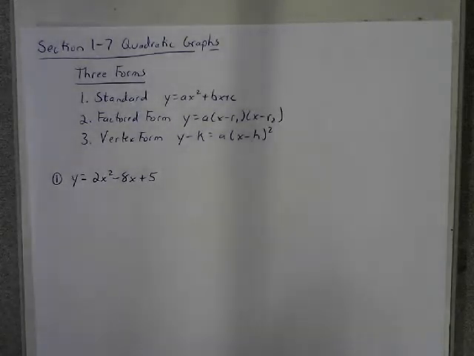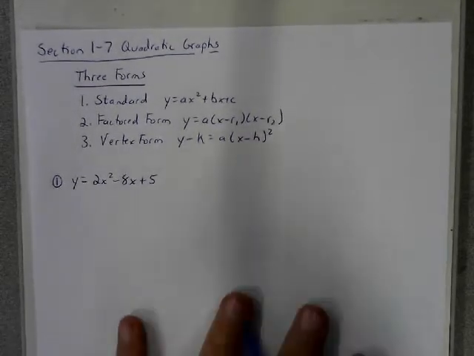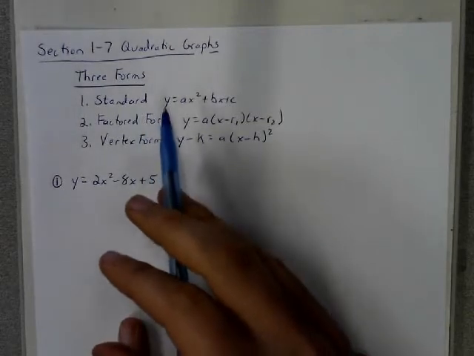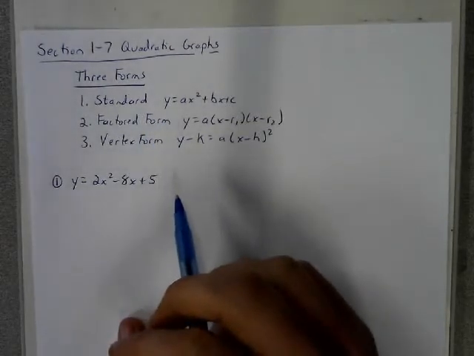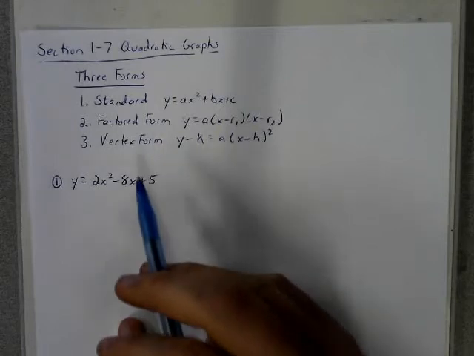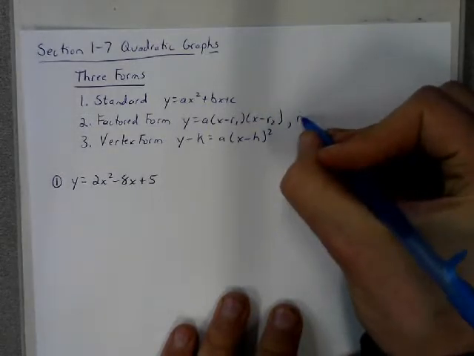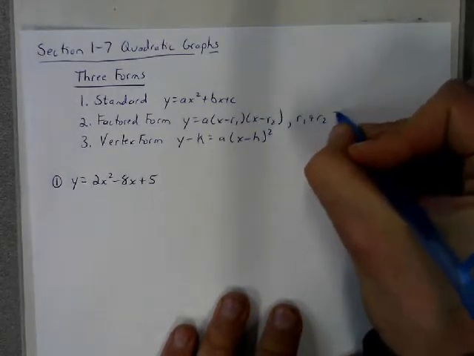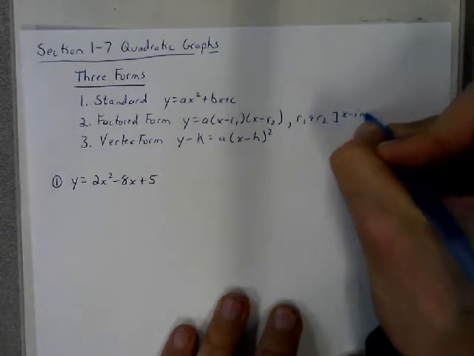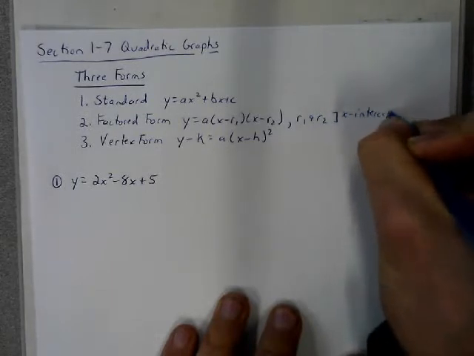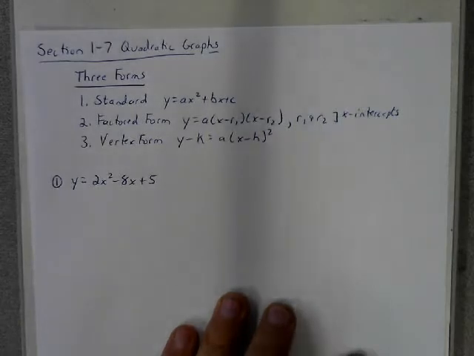In this section, we'll be exploring quadratic graphs. The three forms of a quadratic are shown here. Standard form, which is what you're most comfortable with, is y equals ax squared plus bx plus c. Factored form is y equals a times x minus r1 times x minus r2, where r1 and r2 represent the two x-intercepts, or the roots of an equation. The reason why it's called r is for roots, which is another word for x-intercepts.